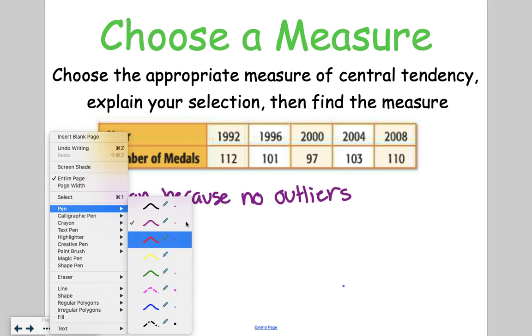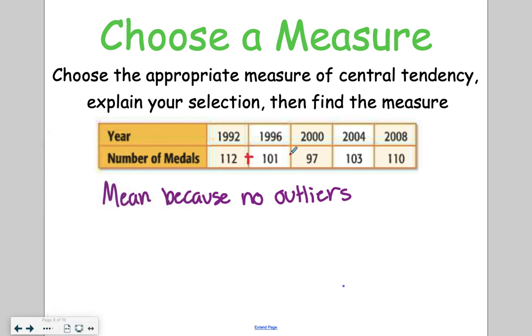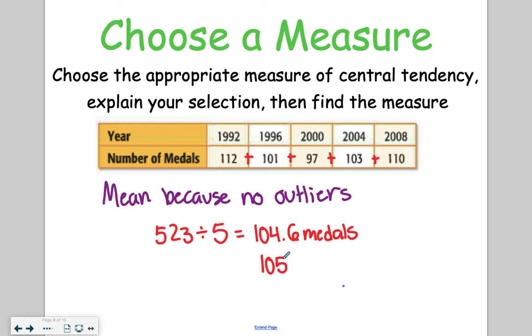So then it wants us to find the mean. So we're going to do 112 plus 101 plus 97 plus 103 plus 110. And when you add all of those up, you get 523. There are 5 data points, so we divide by 5, and that gives us that our mean is 104.6 medals. Because this is medals, you would go ahead and round that to 105.